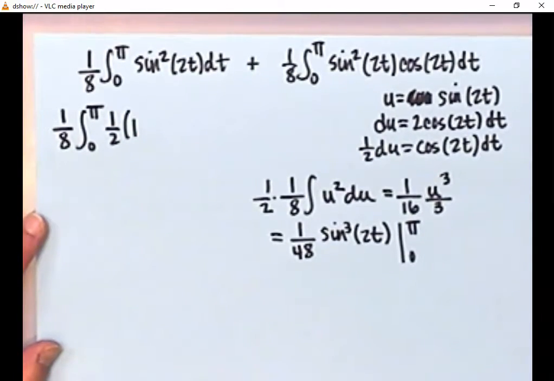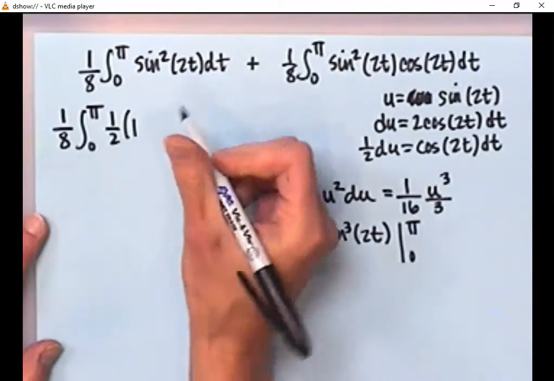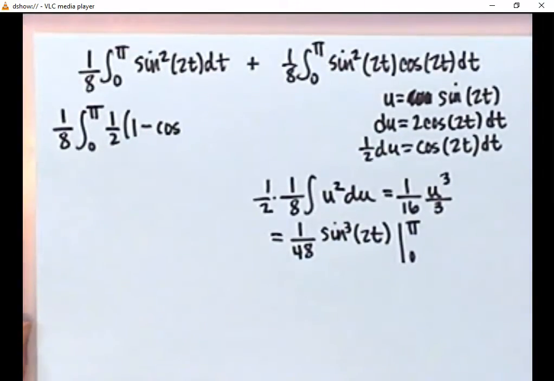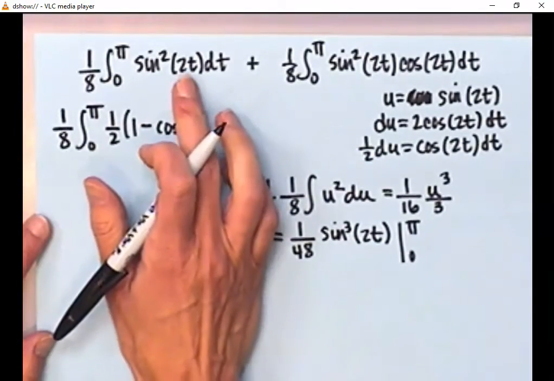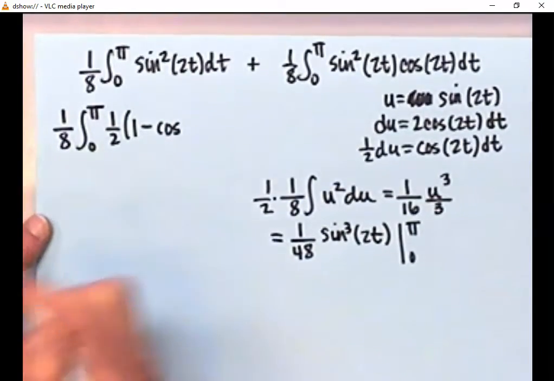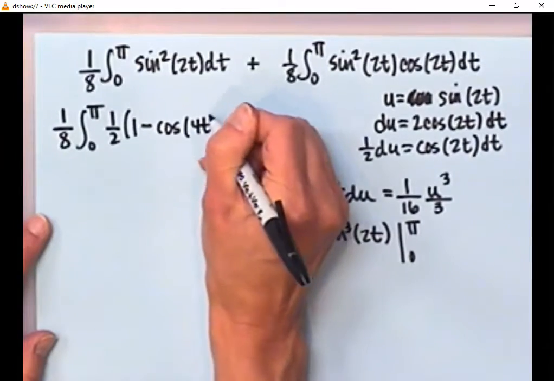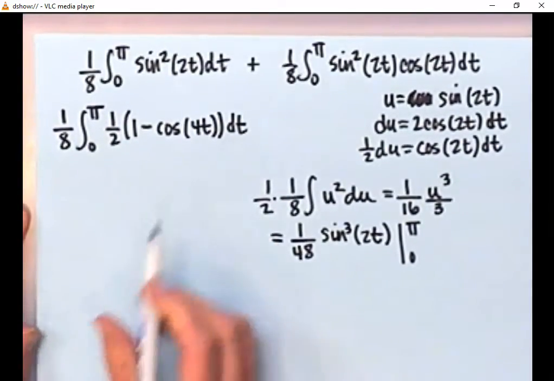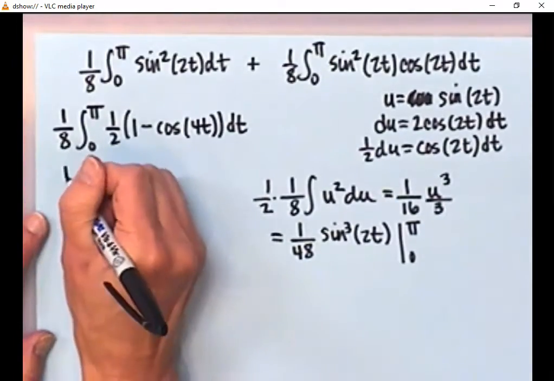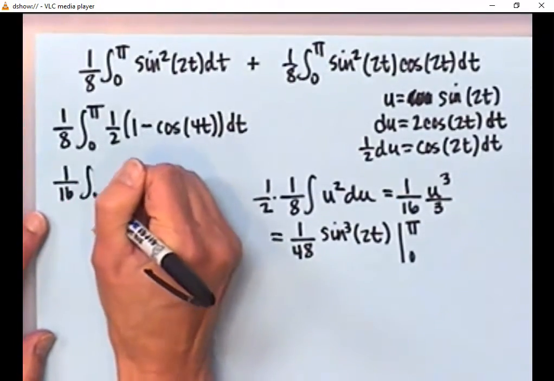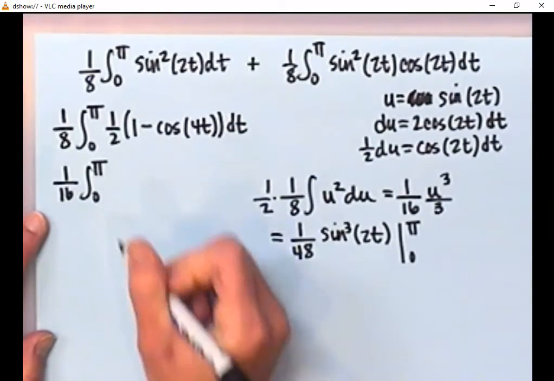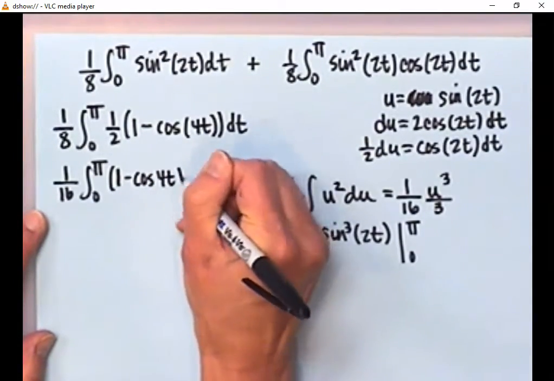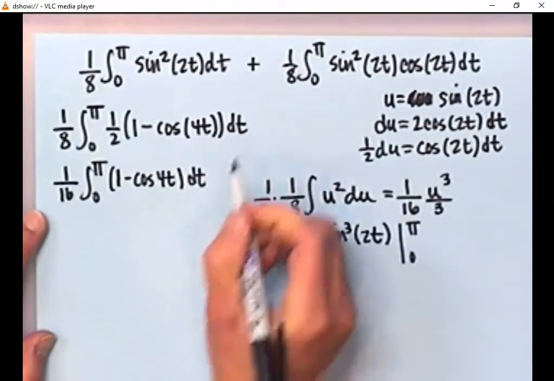Is it minus or the plus? Sine squared is the minus, yep. Cosine of, what's it going to be inside if it's already 2t? 4t, yep. So that becomes 4t. And then we can integrate this. So I'll pull this out front to be 1/16. And then I just have the 1 minus cosine of 4t, and that shouldn't be too hard to integrate.